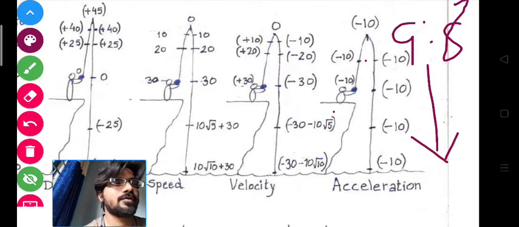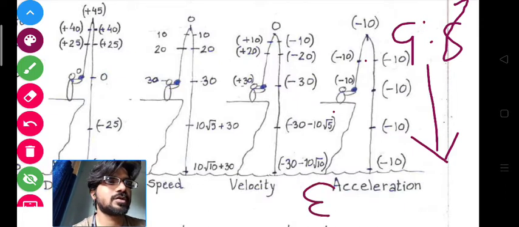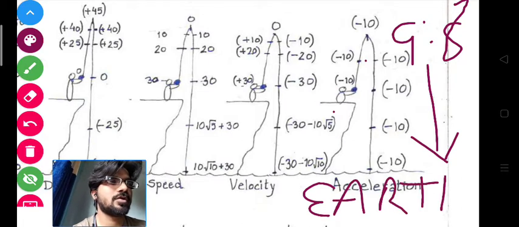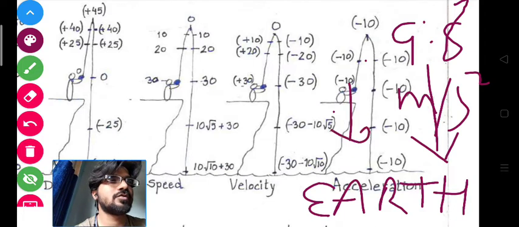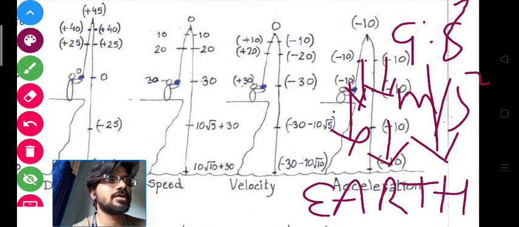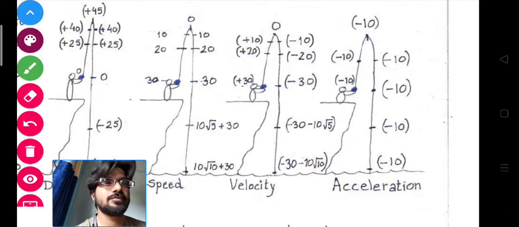So no matter at which height it has reached, if you are on earth, the acceleration will always be, at every point, 9.8 meters per second square downwards. Here also downward, here also downward, here also downward, because the force by which the earth attracts the body is always in the downward direction. So the total acceleration at every point is, to sum up, minus 10, you can take for easy calculation, meters per second square. I hope this is clear.